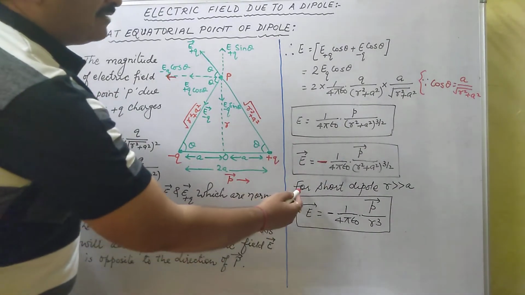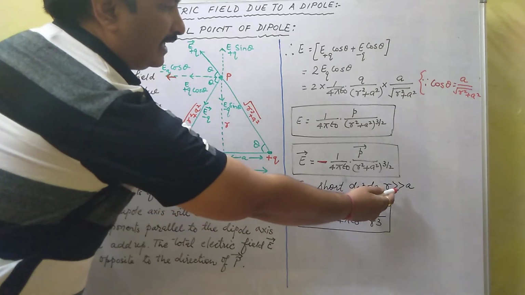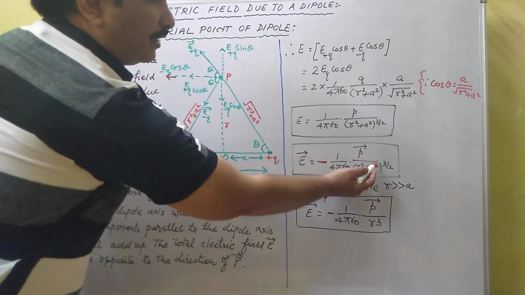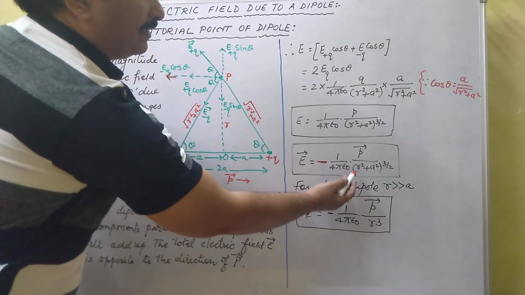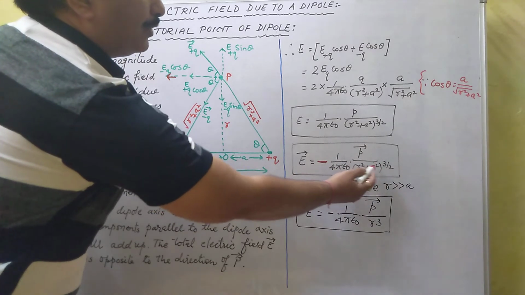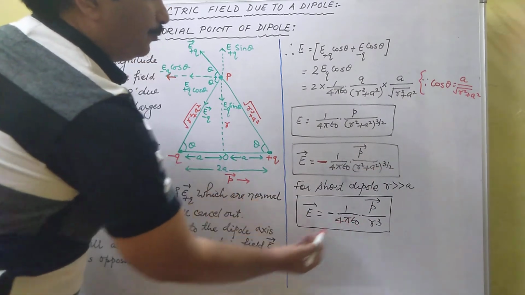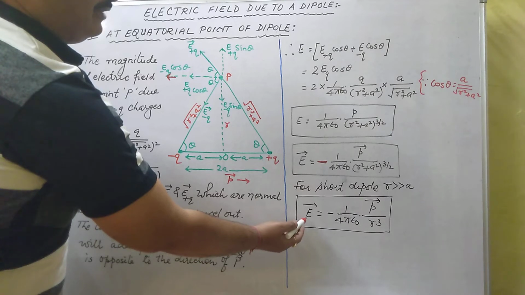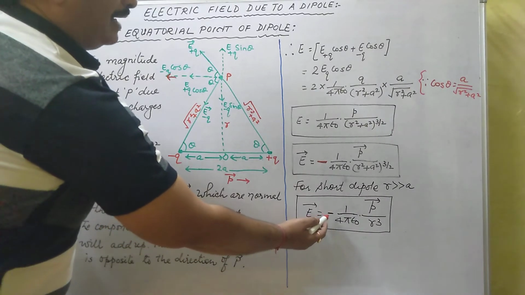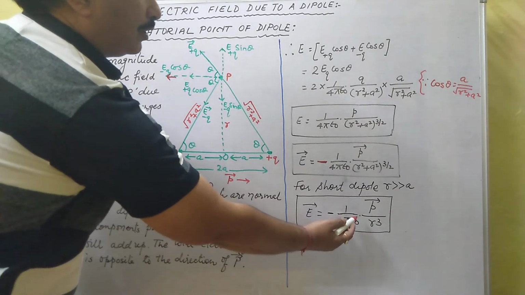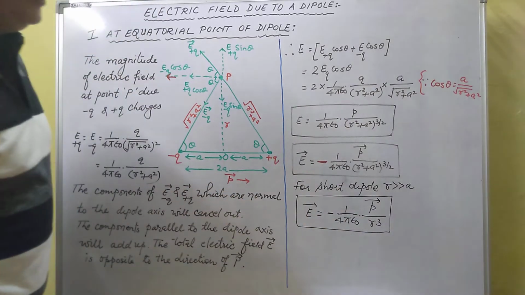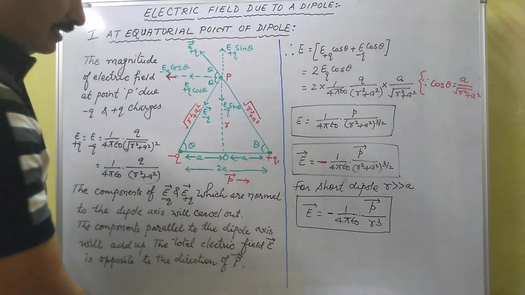As in the previous case, for a short dipole, if r is very much greater than a, this a square will be neglected, so we are left with r square power 3 by 2. 2 and 2 will cancel, we are left with r cube. So the resultant electric field will be E is equal to minus 1 upon 4 pi epsilon naught P upon r cube. This is the resultant expression.